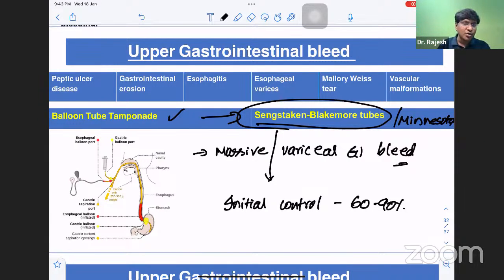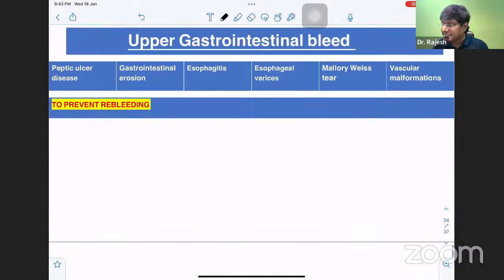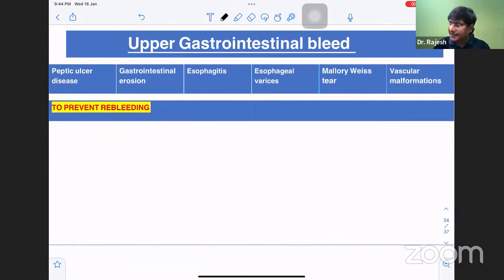Now, once you have controlled by using the temporary methods, then you can do either intra-arterial embolization or TIPS, that is transvenous intrahepatic portosystemic shunt. Now the next important thing is, after you have done TIPS and all the final measures, what will you do to prevent rebleeding? To prevent rebleeding, you can give beta blockers.